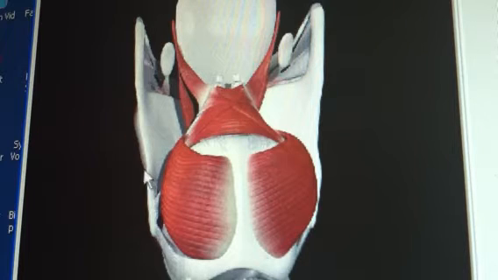All right. The LCA you really can't see, but it comes up from the lateral portion of the cricoid cartilage, and it enters the muscular process of the arytenoid cartilage. LCA, lateral cricoarytenoid, is an adductor, all right, of the vocal folds.